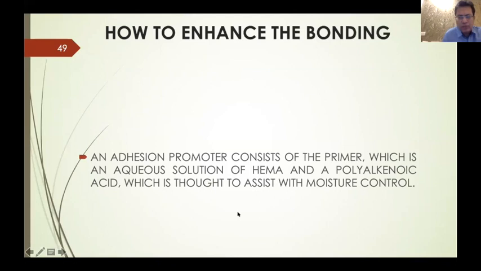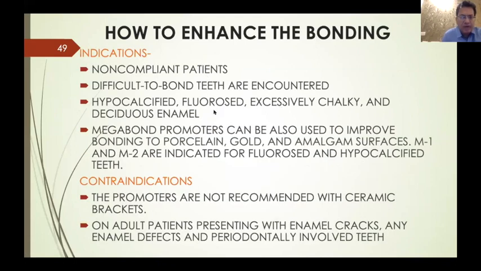So why do you need to enhance bonding in some patients? Some non-compliant patients, somebody with hypocalcified fluorosis, excessive chalky enamel, or where difficult to bond teeth are encountered like an impacted canine. Mega bond promoters can be used for porcelain bonding, gold, amalgam surfaces. I'll come to this one by one in detail. The promoters are not recommended with ceramic brackets. Ceramic bond strength is much more, so it can damage the enamel.